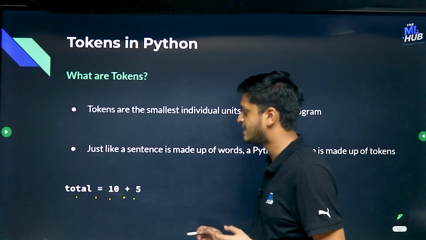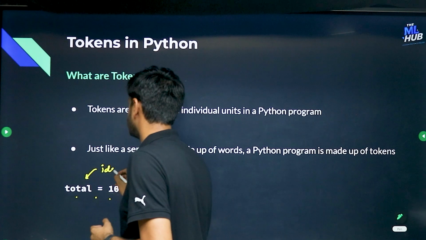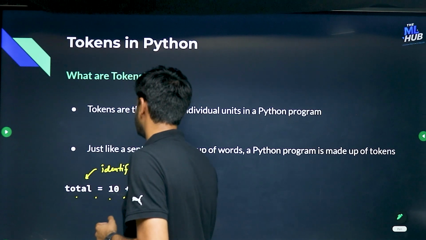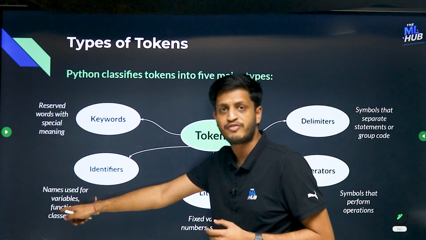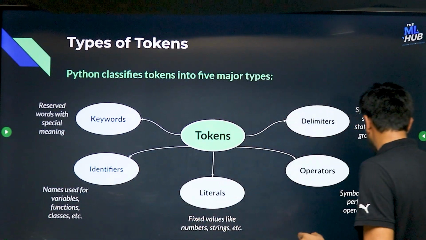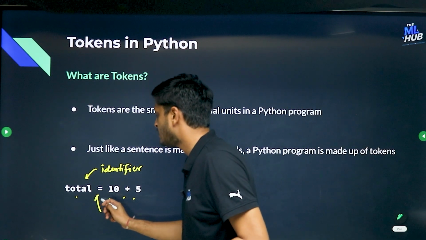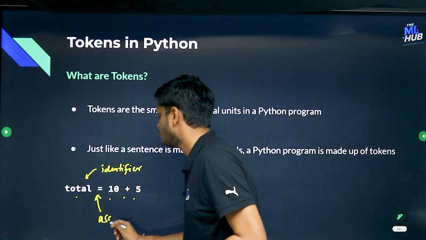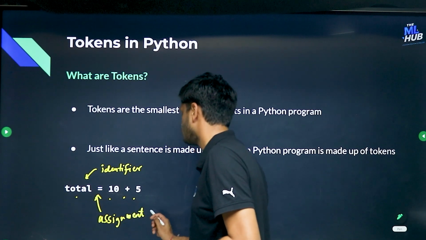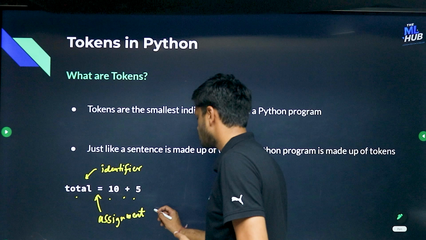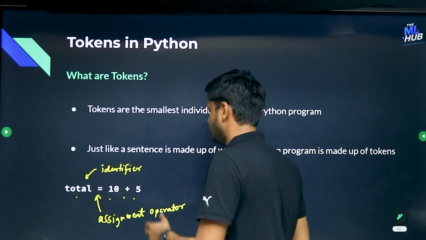We can actually say now that this one is an identifier. Do you know why? Because identifiers are the names of variables that we create. This was a name to a variable that we created, total. So it is an identifier. Equal to is an assignment operator, and sometimes it is called a delimiter also. It is considered both. We will see operators in detail.